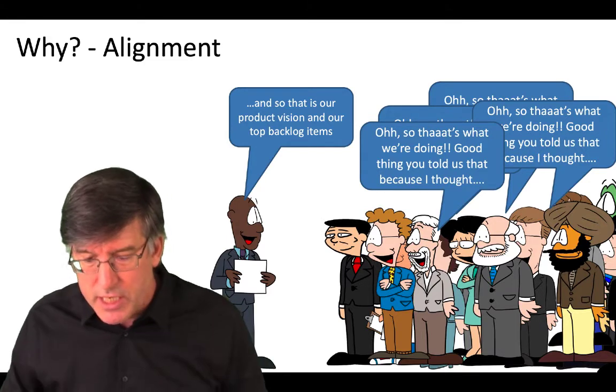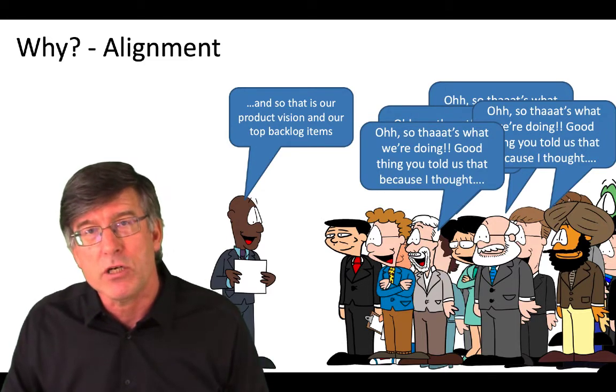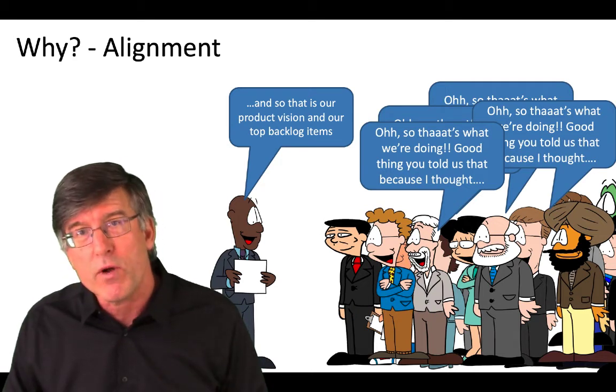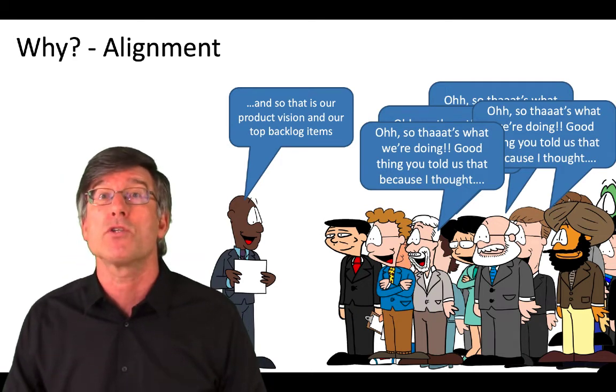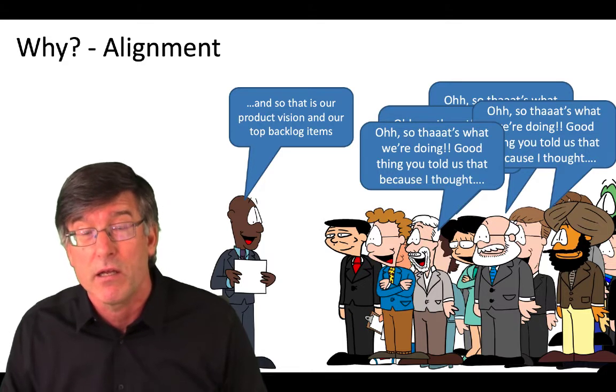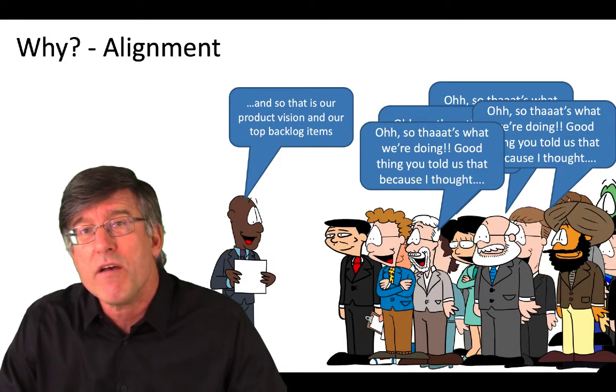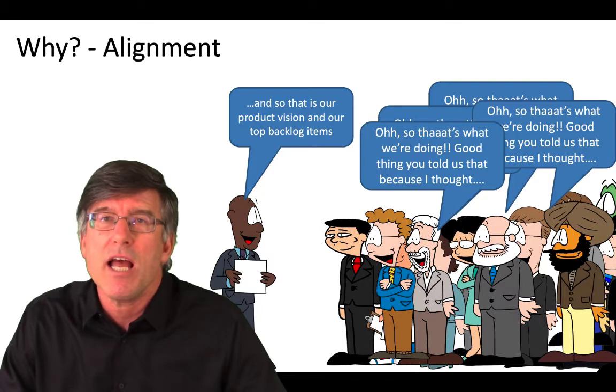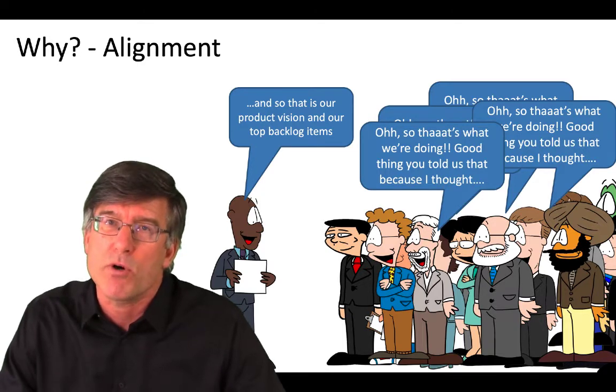So here you see, in our case, the product manager giving the overview of what we're doing and people going, oh, so that's what we're doing. Right, to ensure that everyone does have alignment, because without alignment, people can start working at cross purposes.